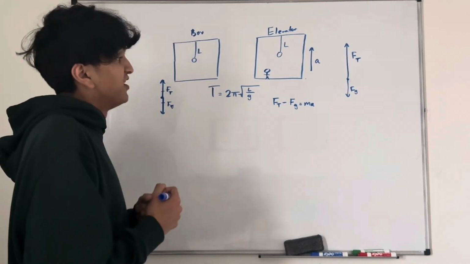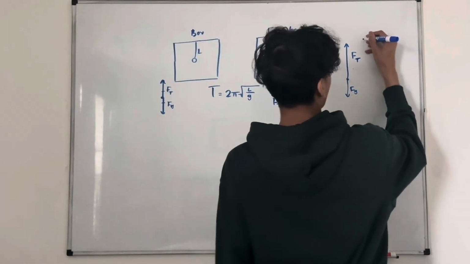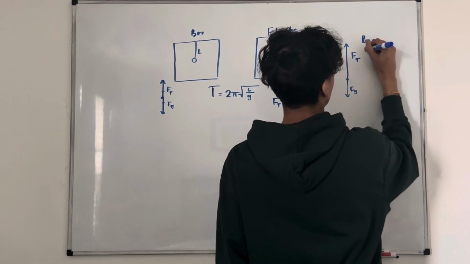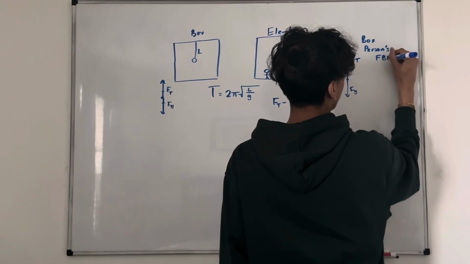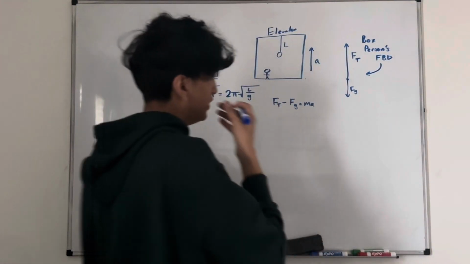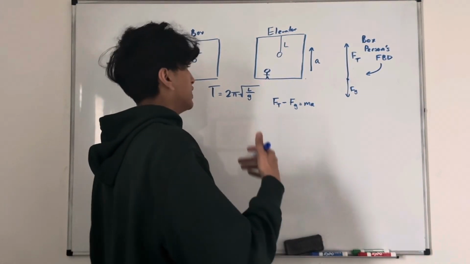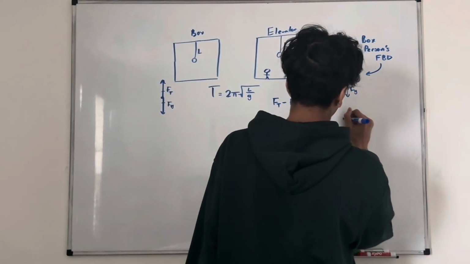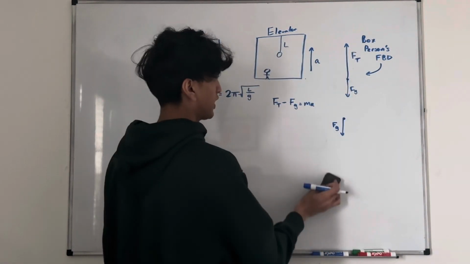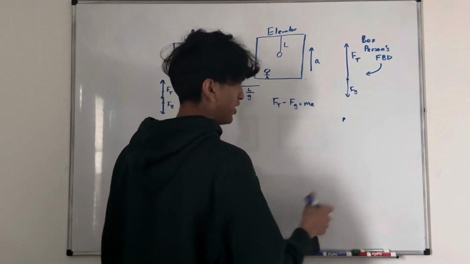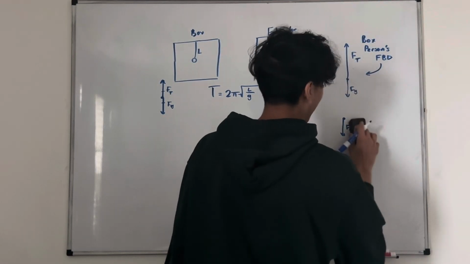That's all fine and dandy, but what's going to happen for the guy in the elevator? So this is box person's FBD. What about the guy in the elevator? How will his FBD look for the pendulum? Well, he's going to say the weight of the pendulum is FG, like so.